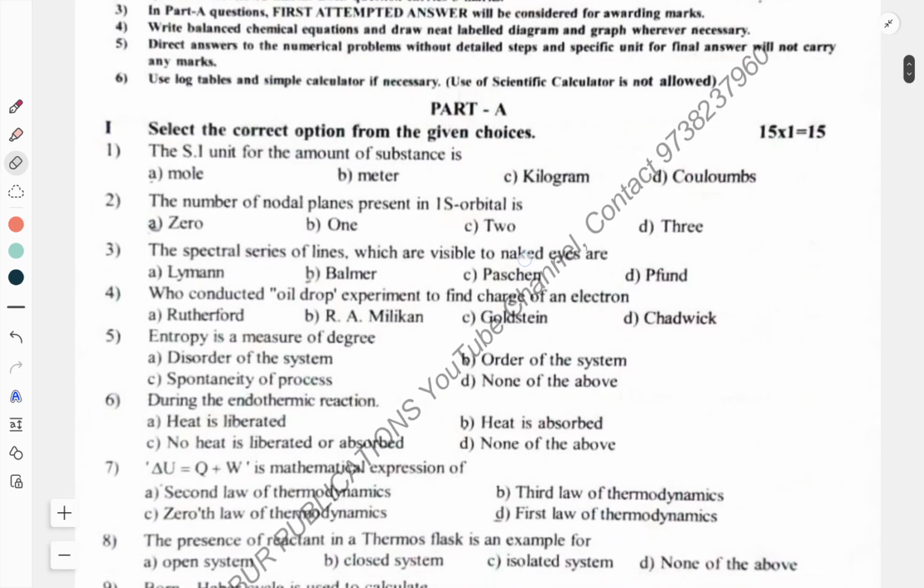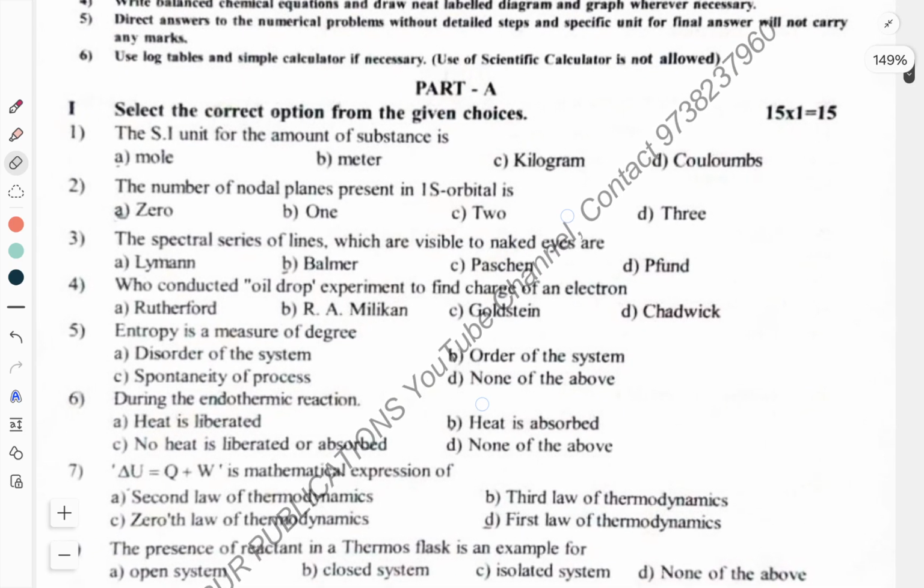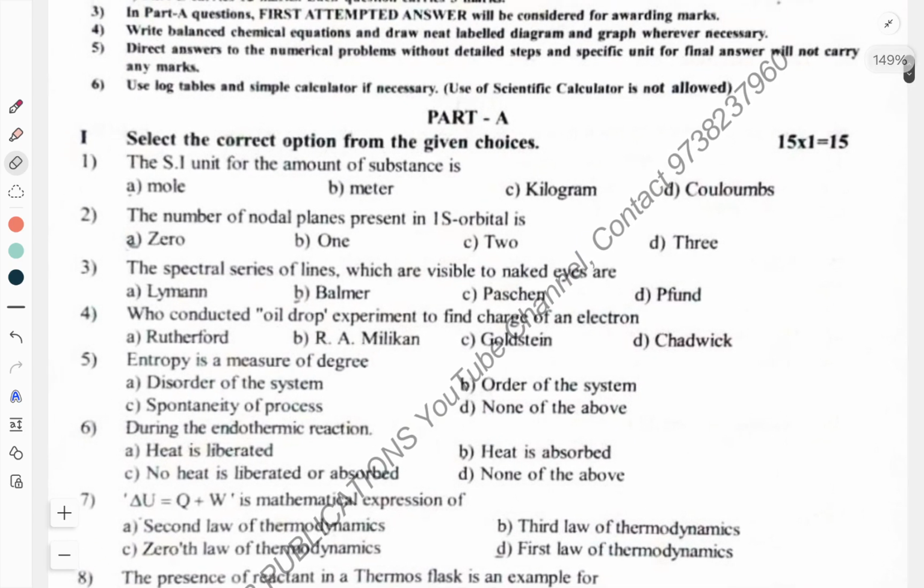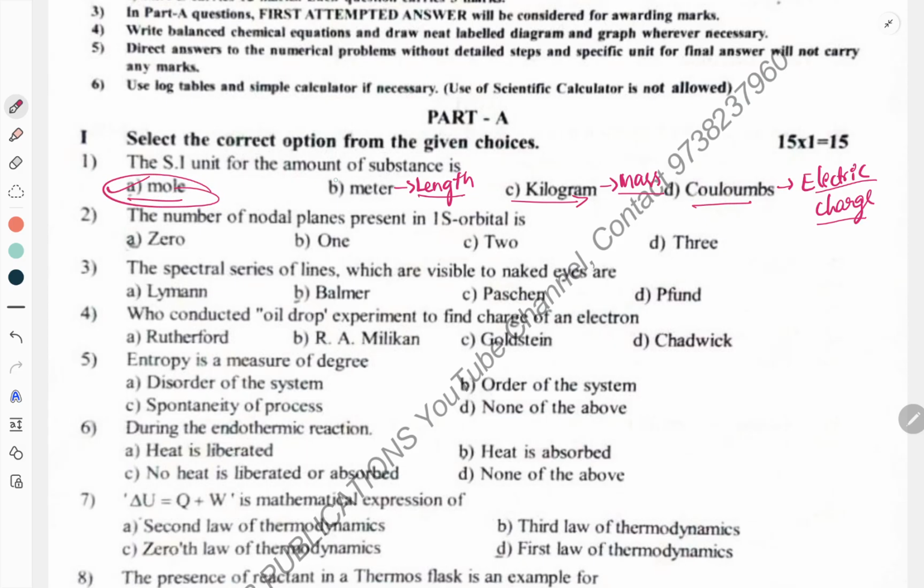The SI unit of amount of substance. Okay, see, they are asking what is the SI unit of amount of substance. The SI unit of amount of substance is mole. Meter we use for length. For mass we use the SI unit kg, and for electric charge we use the SI unit coulomb. So mole is the SI unit we use for the amount of substance.